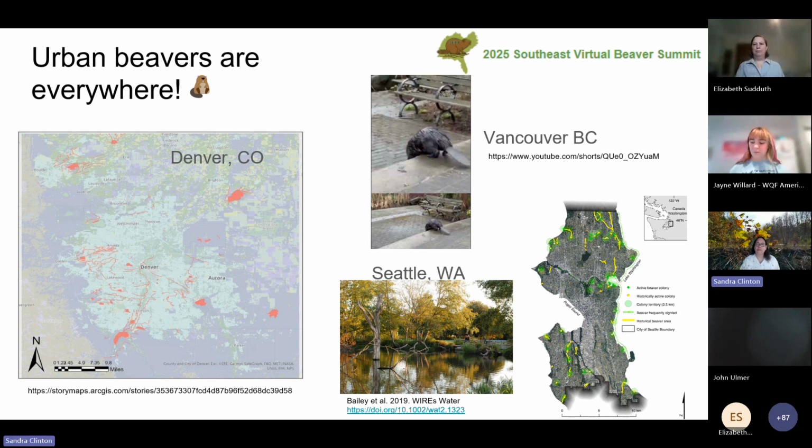And there are a lot of cases on the internet where people have been mapping urban beavers. This is a map on the left from Denver, Colorado, where all these red places are where people have mapped urban beaver sightings. Seattle has a long history of documenting their beavers, and there's a reference here from Bailey et al. in 2019, showing beavers in the greater Seattle area, that will come out when we share the slides.